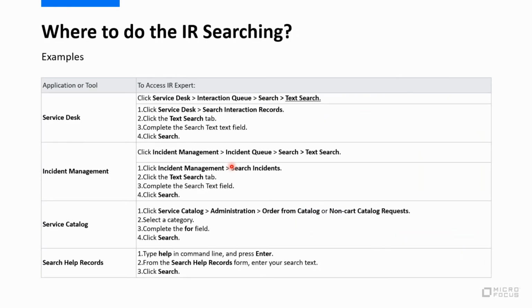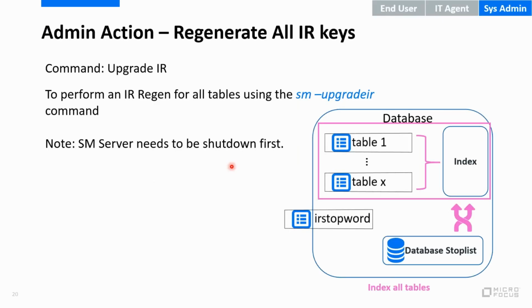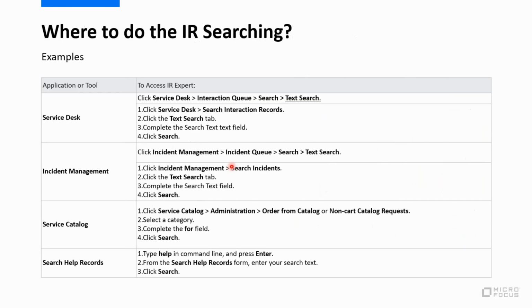So after defining all the IR keys and also regenerating the IR key indexes, we can start searching, using IR expert to do the searching. So where do we go to enter the IR searching?